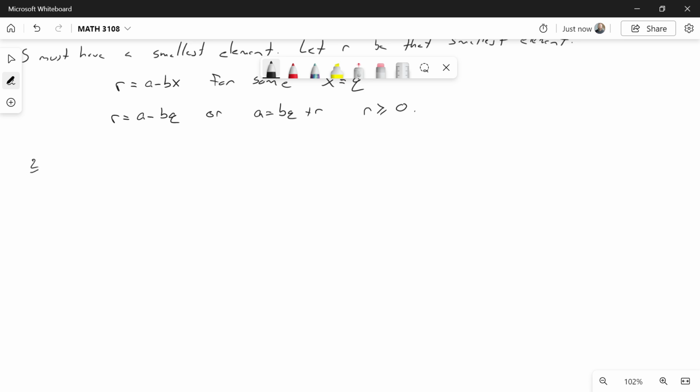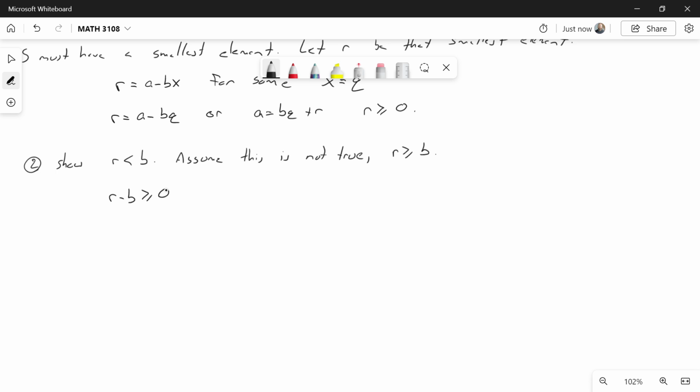So the second outcome here is to show R is strictly less than B. Now how we do this is we're going to assume this is not true. So we're assuming R is greater than or equal to B, and we're going to show that there has to be a contradiction in here. Okay, so with R greater than or equal to B, I can bring the B to the other side, and this says R minus B is greater than or equal to 0.